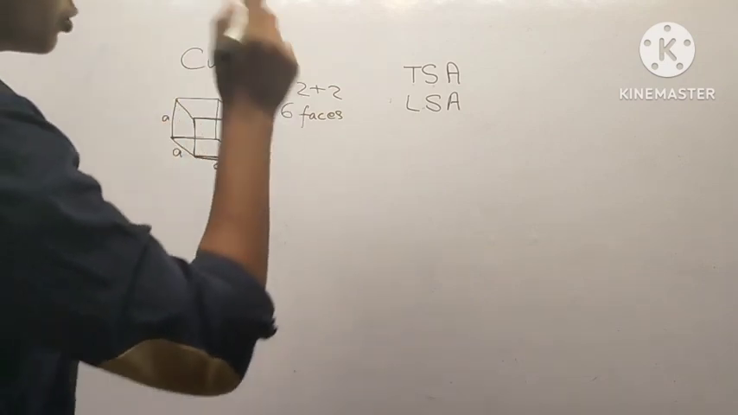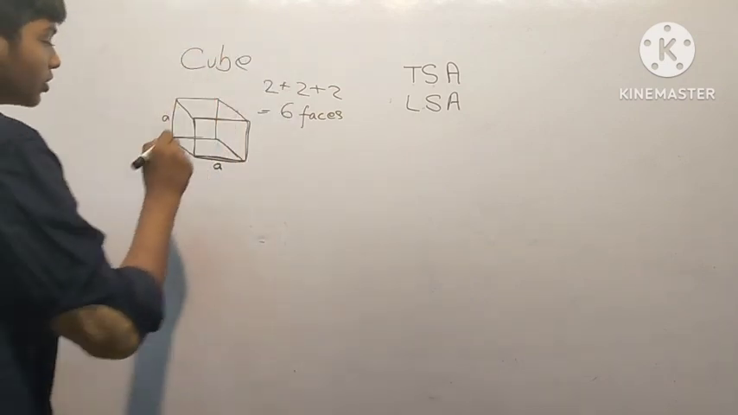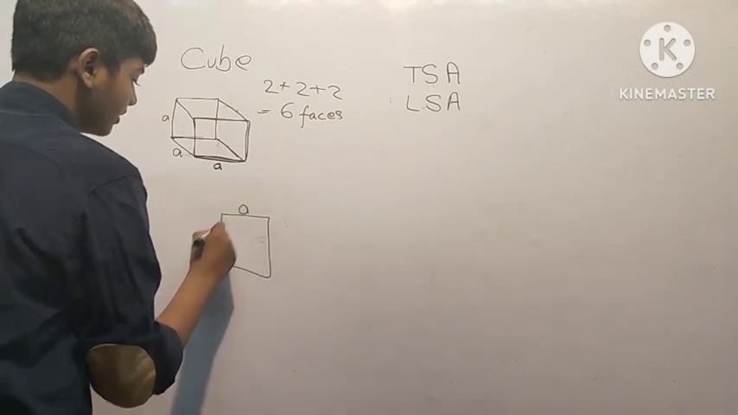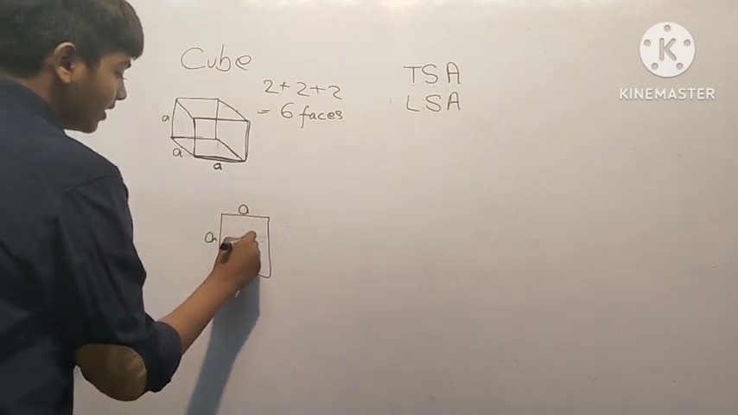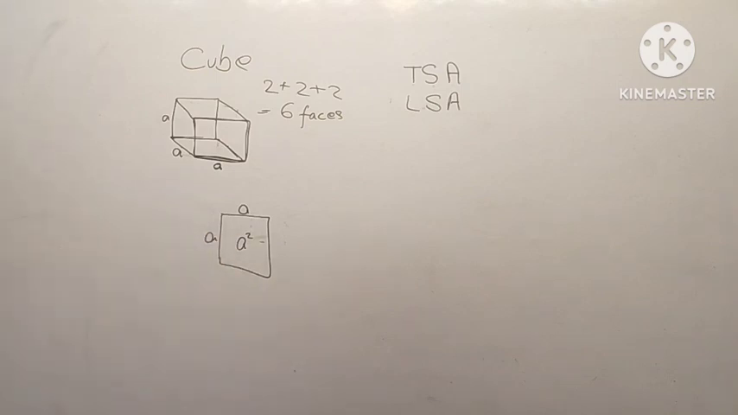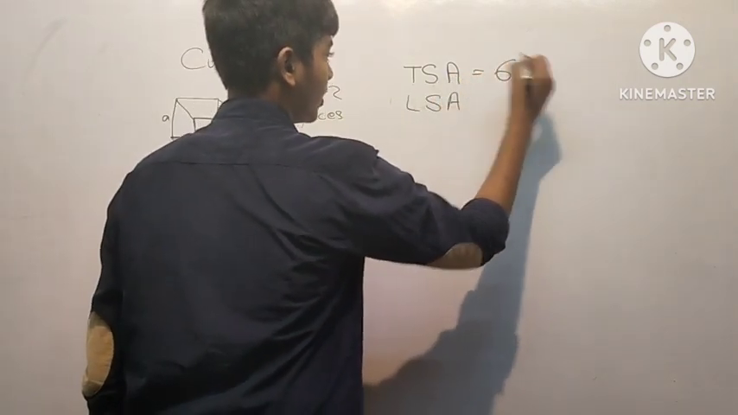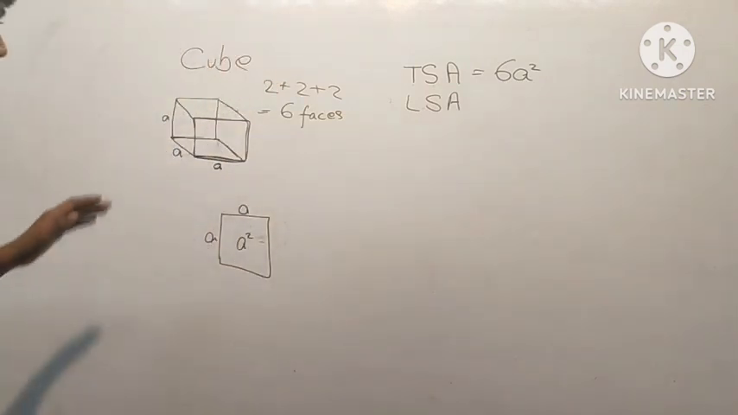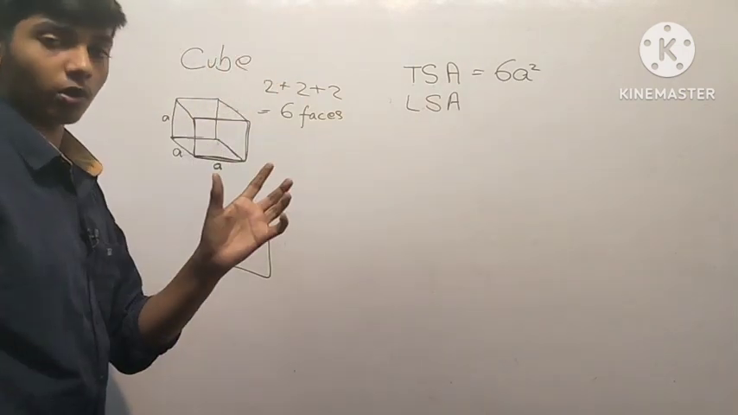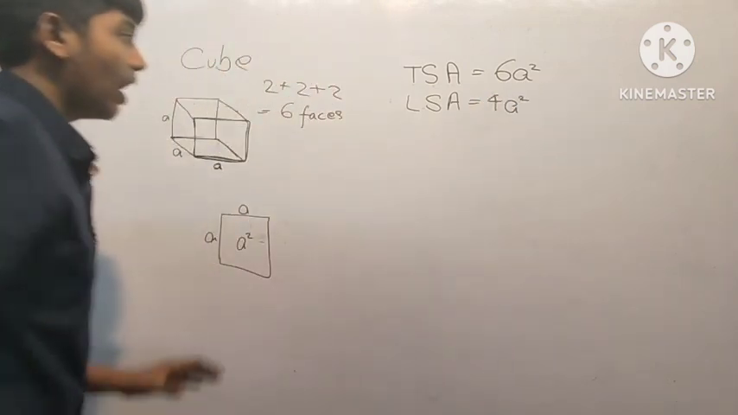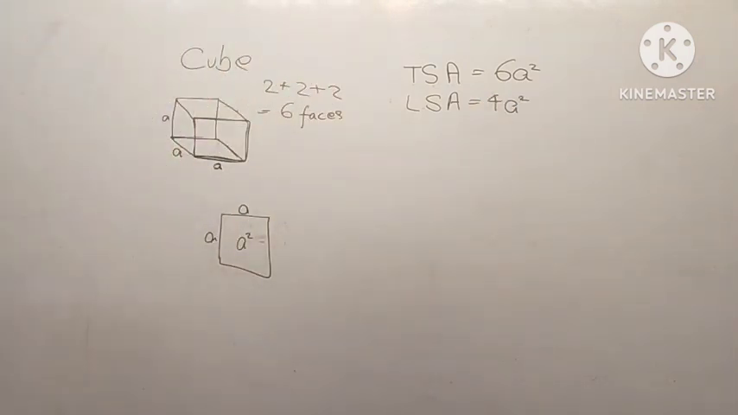So first we will determine the total surface area. Let's take one face of the cube. This is A. What is its area? A square. Its area is A square. We have 6 faces, so total surface area becomes 6A square. Now lateral surface area, we have 4 walls, so lateral surface area is 4A square. So that is the surface area of a cube.